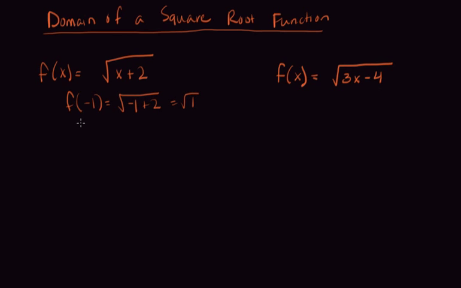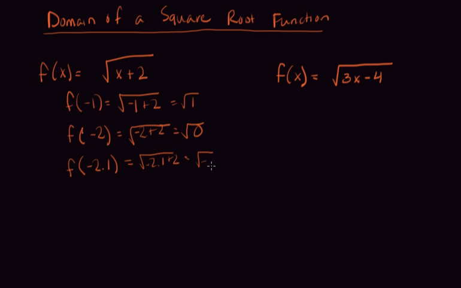That works. But what if we had f of, let's just do negative 2? Okay, so then we have negative 2 plus 2. So this is the square root of 0. The question is, can you take the square root of 0? The answer actually is yes. The square root of 0 is 0. So that's okay. But if we get any lower than that, even like f of negative 2.1 or something, we're going to get negative 2.1 plus 2, which is the square root of negative 0.1, which is not okay. So we can't go any lower than negative 2.